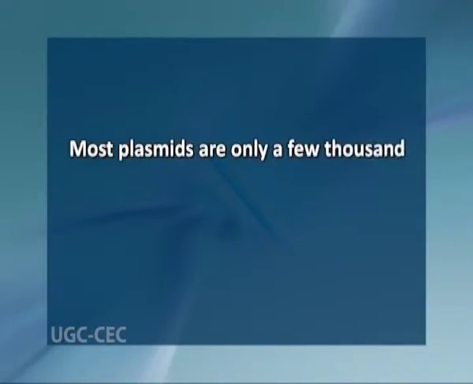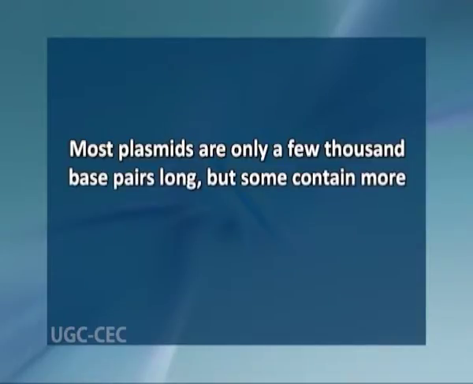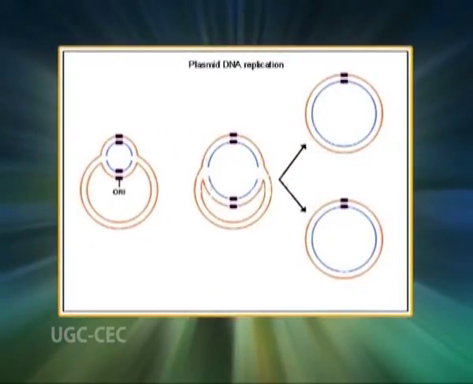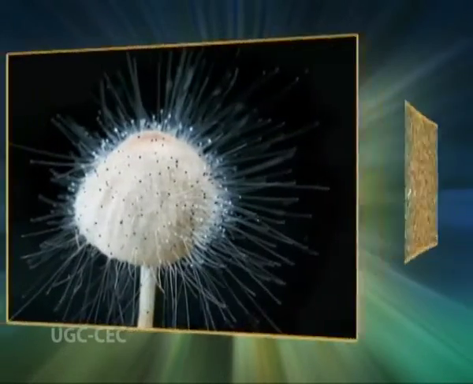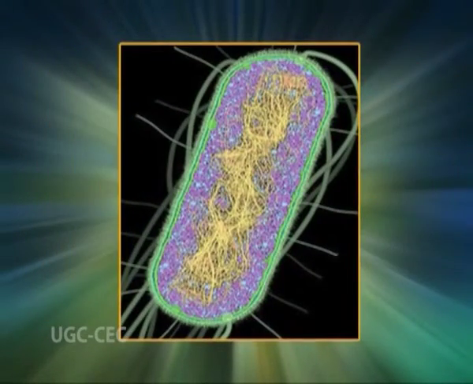Most plasmids are only a few thousand base pairs long, but some contain more than 10,000 base pairs. They carry genetic information and undergo replication to yield daughter plasmids, which pass into the daughter cells at cell division. Plasmids have been found in yeast and other fungi as well as in bacteria. In many cases, plasmids confer no obvious advantage on their host, and their sole function seems to be self-propagation.